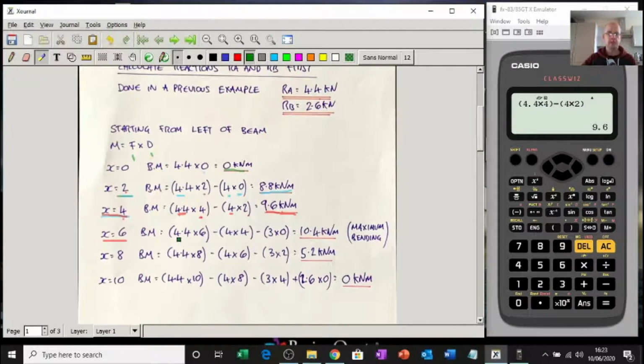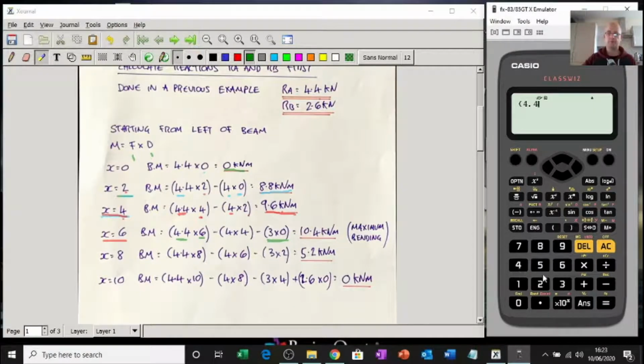So at x equals 6, my 4.4 times by 6. If we notice, 2, 4, 6, 8, 10. 2, 4, 6. So at 6, 4.4 times by 6, and then I'm now 4 meters away with the 4 kilonewtons. And here's my 3, I'm directly below it, so there's no distance, hence 0. Anti-clockwise, clockwise, so put all that in the calculator.